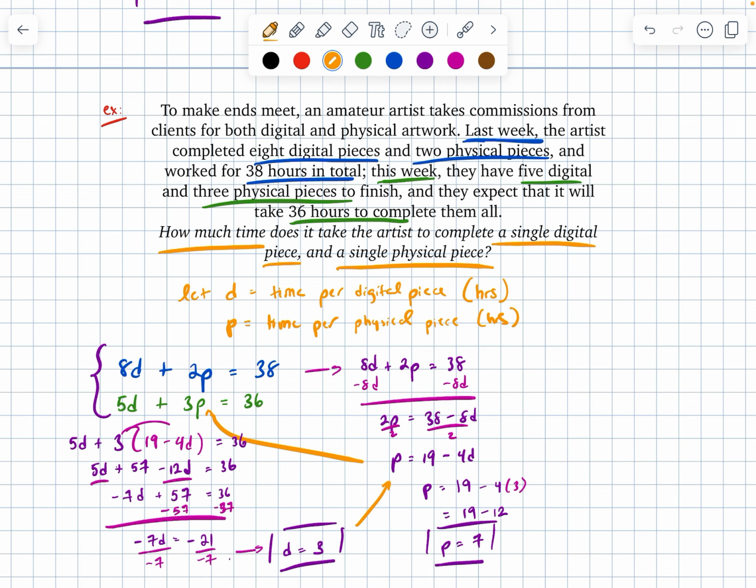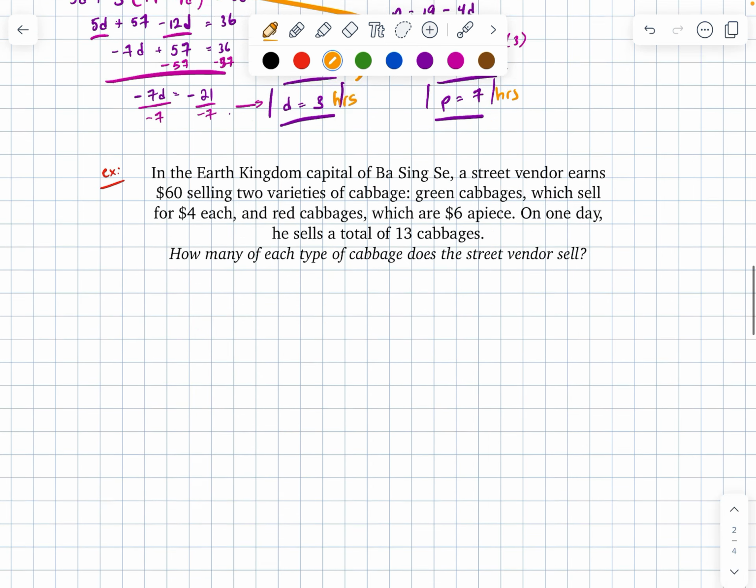19 minus 12 is 7. So if I'm being really good, I should write myself a sentence. It takes me 3 hours per digital piece and 7 hours per physical piece, but as long as I've got my units, my hypothetical full credit is earned. Yay! So here's one common setup for systems of equations problems.